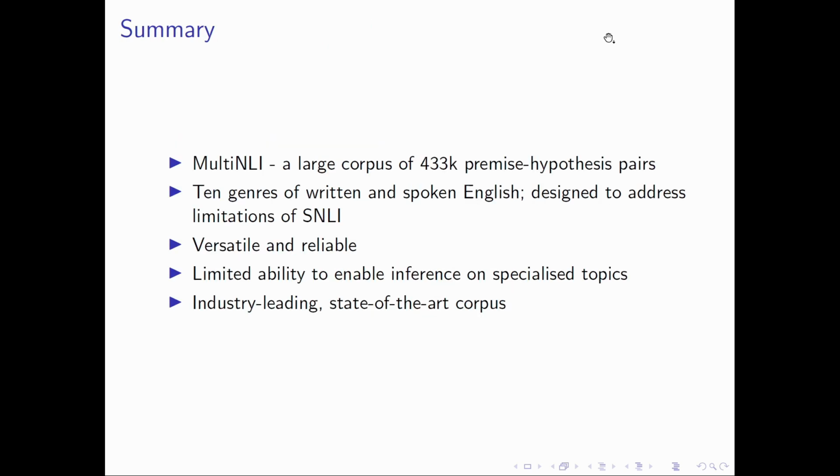In this presentation, we've introduced MultiNLI as a large corpus consisting of 433,000 premise-hypothesis sentence pairs from 10 genres of written and spoken English, and how it was designed to address the limitations of the highly successful Stanford Natural Language Inference corpus. We have analysed the advantages of MultiNLI and how it is a versatile and reliable corpus. We've also considered the disadvantages of this corpus and how it is limited with regards to specialised topics due to using non-specialised annotators in the data collection process.